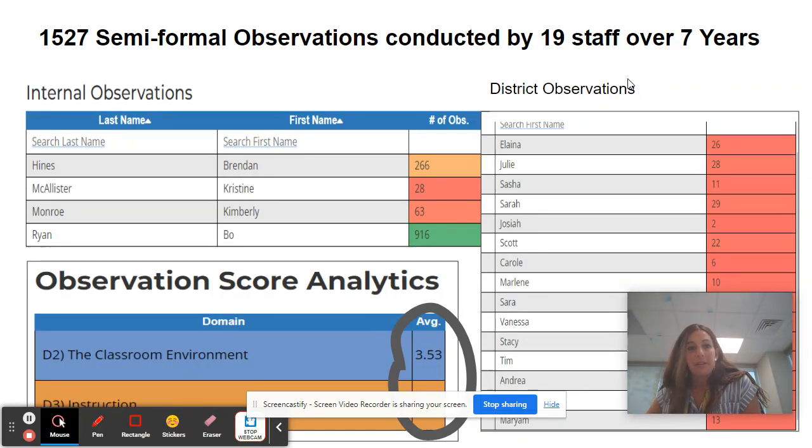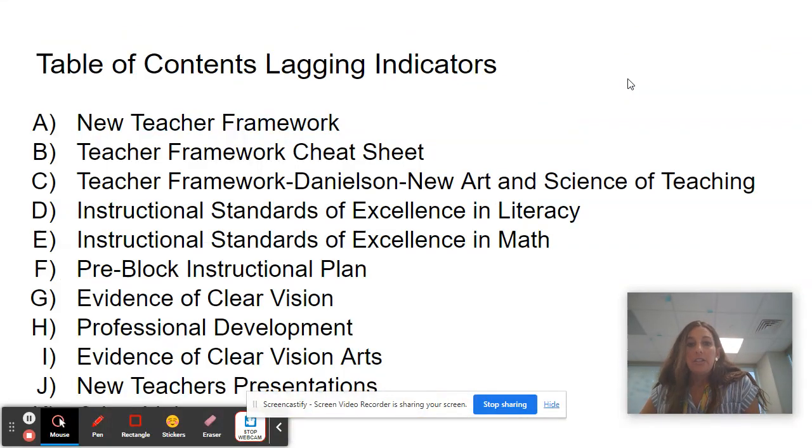In looking even at our semi-formal observations over the past 7 years, we've had 19 staff come in to observe our educators. And you'll see here that we have an average of about a 3.4, which is quite strong and really speaks to the level of instruction happening in our classroom. This is also due to the leadership as well as the instructional training that goes on for our educators here in the building. Right here, this is our lagging indicators.